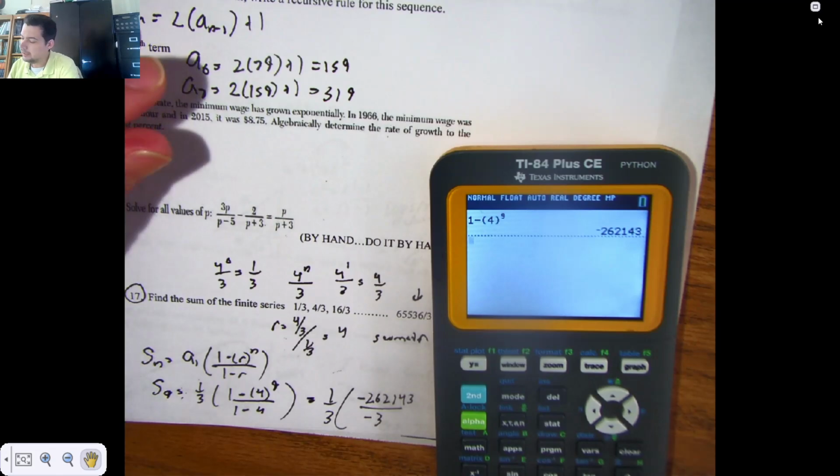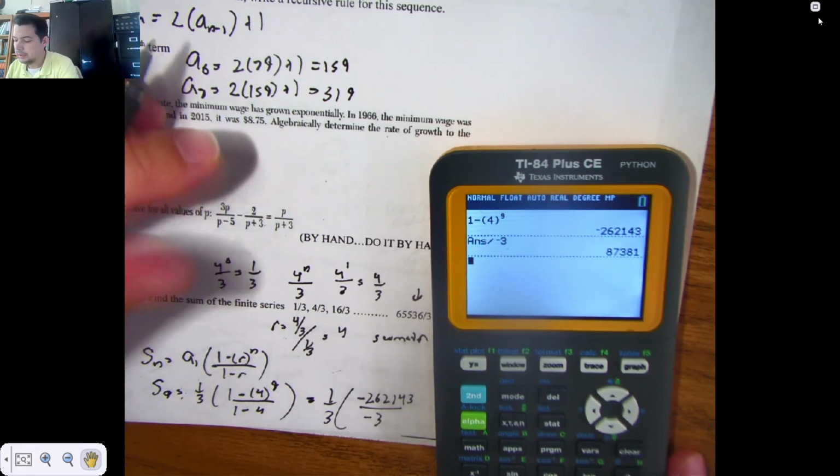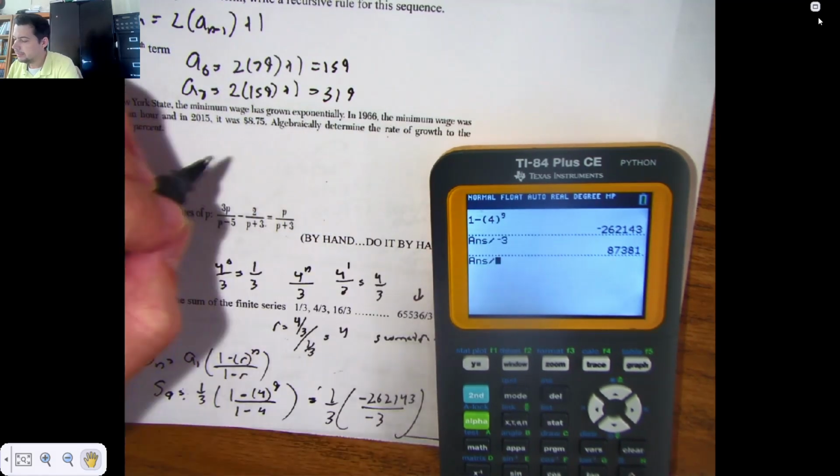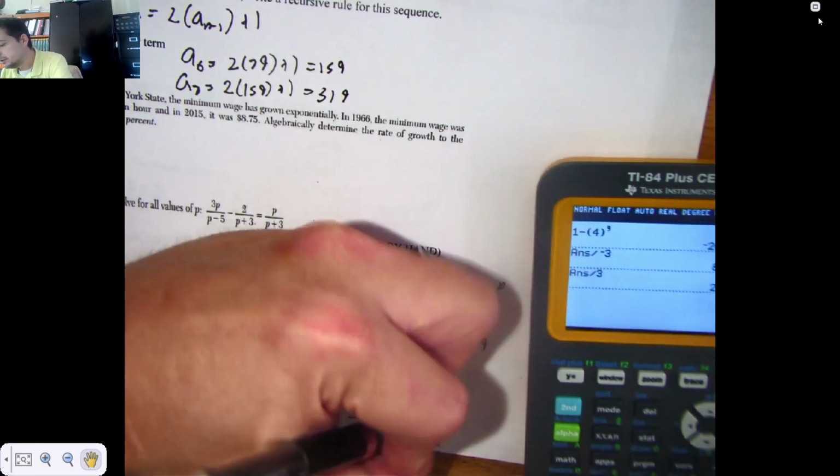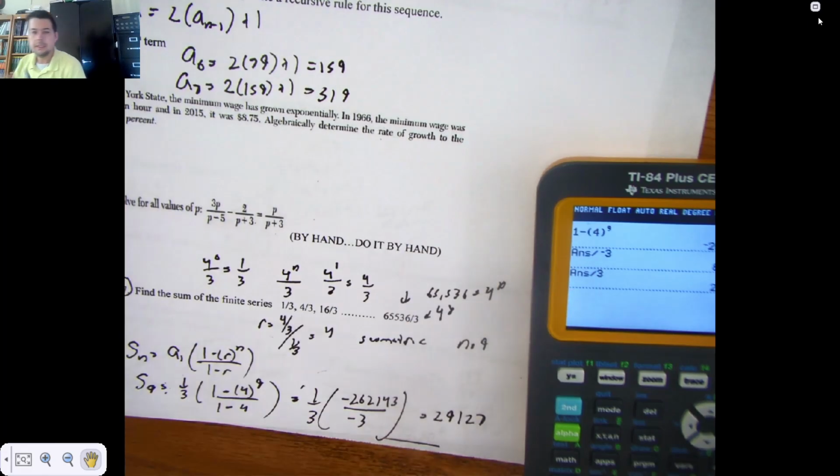I got to divide that by a -3. I got a whole number, cool. And then I got to take a third of that, so divide it by 3 again. Oh, worked out nice. 29127. And that is the homework on 13.1.